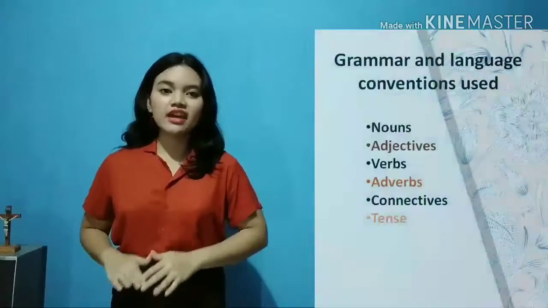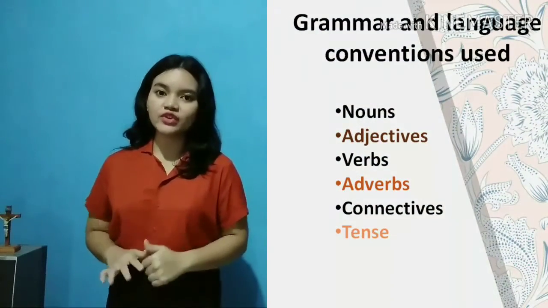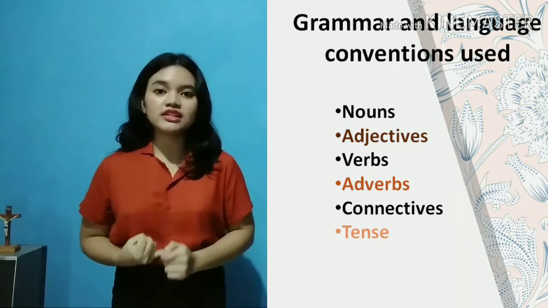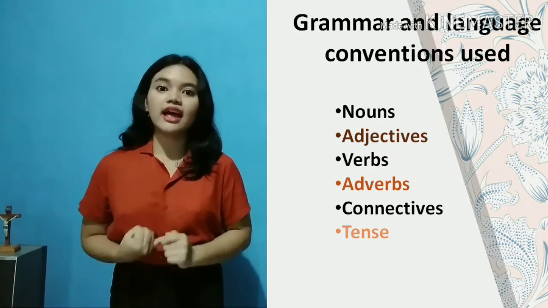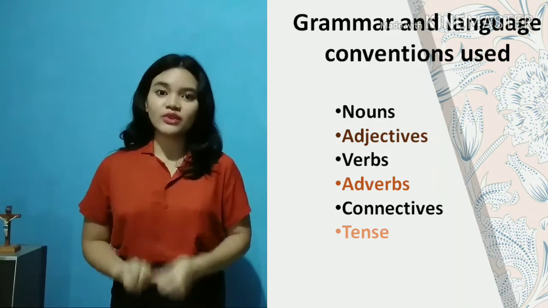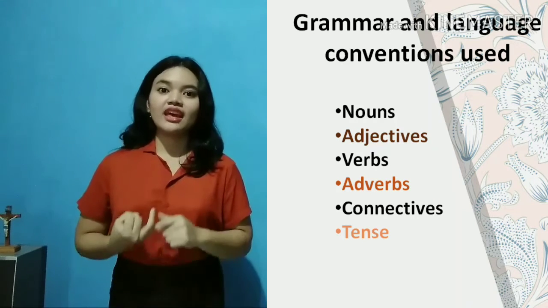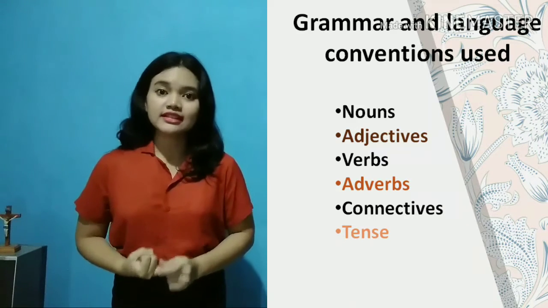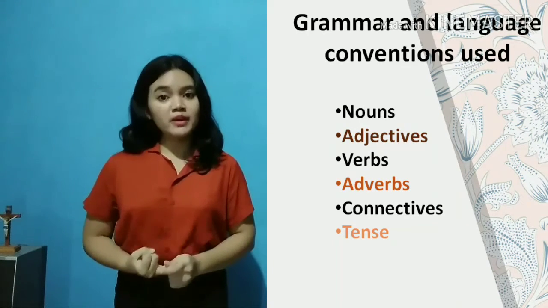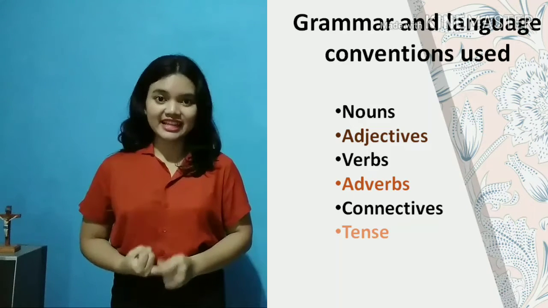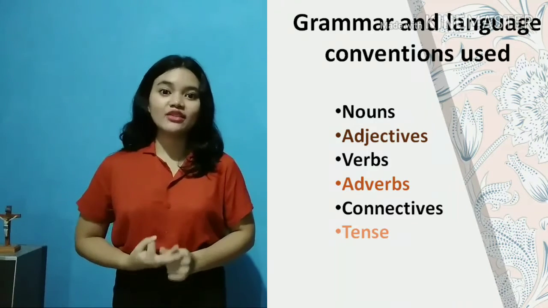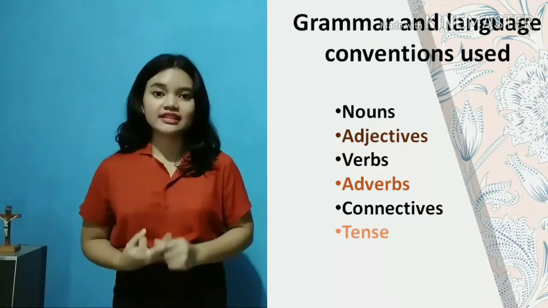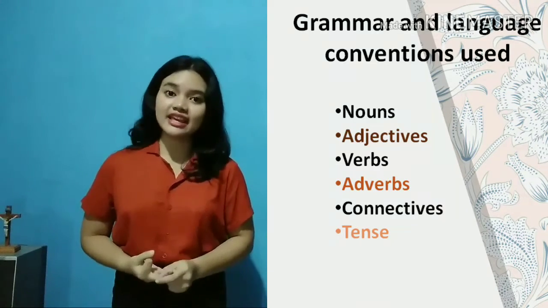Okay, next, there are 6 grammar and language conventions used. First, noun, to describe the particular people, animals, and things that arise in the story. And then adjective. Adjectives build the noun group to describe people, animals, and things in the story. Then verb. Verbs can be used to indicate what the characters are feeling, saying, and thinking.